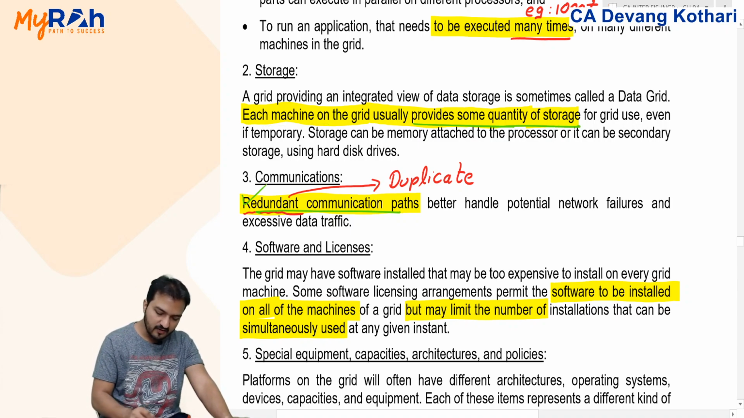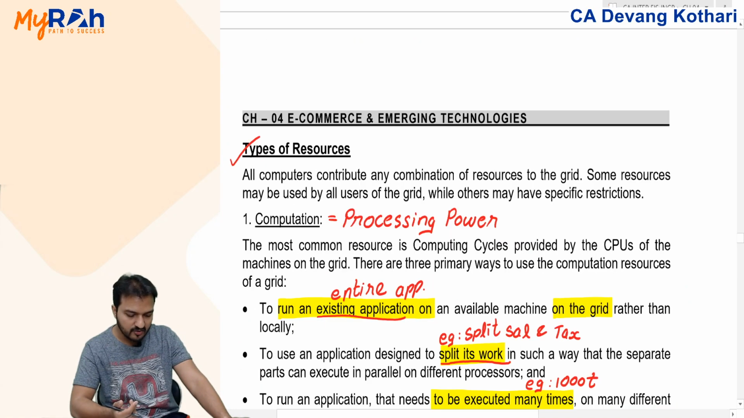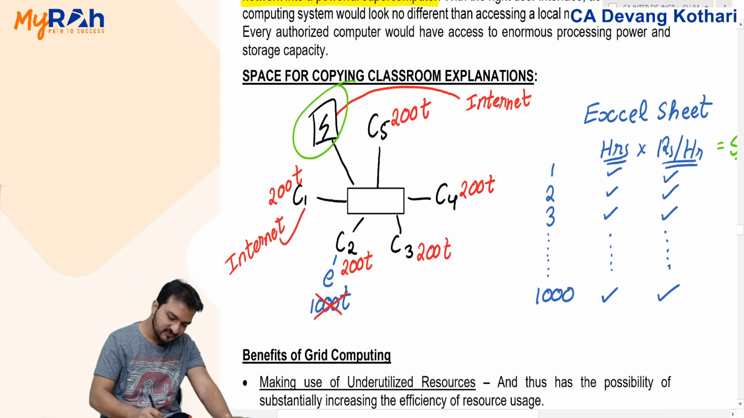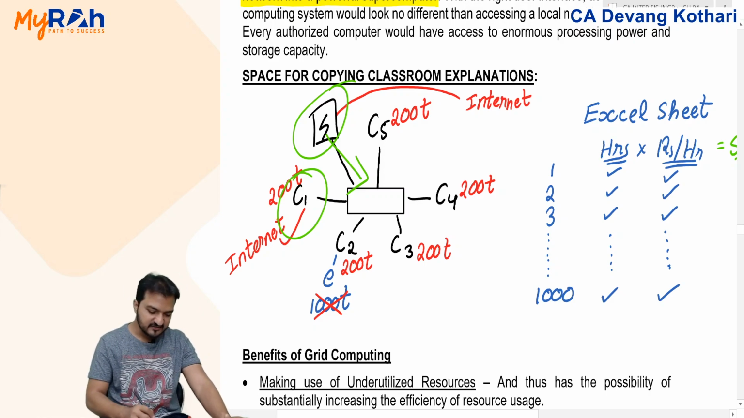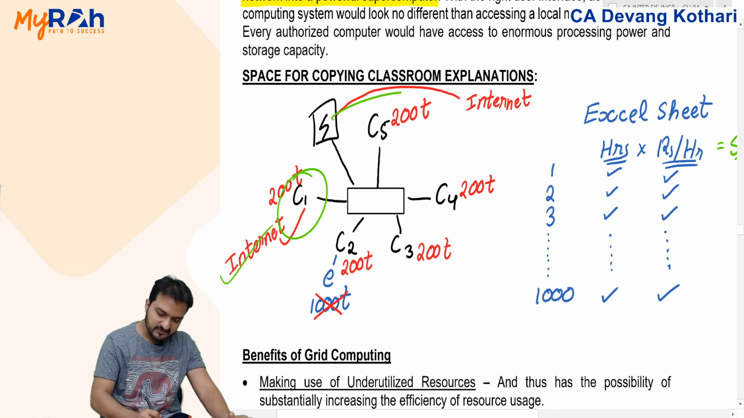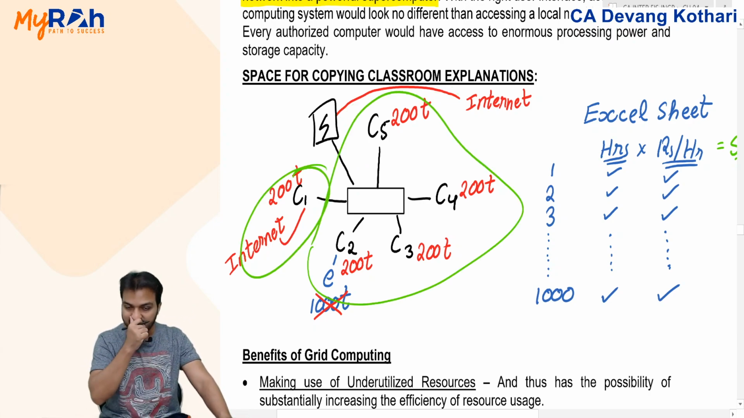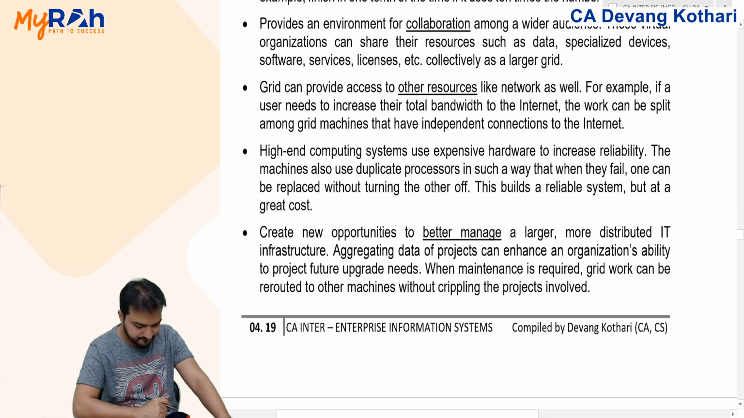Redundant communication path. If there is more than one communication path in your network, then they can also share the communication path. Say internet connection is given through the server, but even C1 has its own internet connection. When the server internet connection is overloaded, C1 can offer internet services to other computers. That is redundant communication path. Another communication path is available.